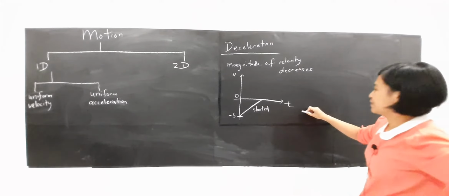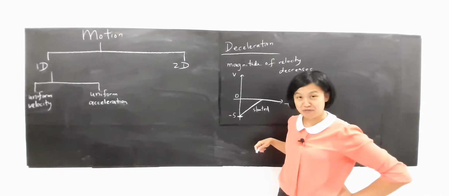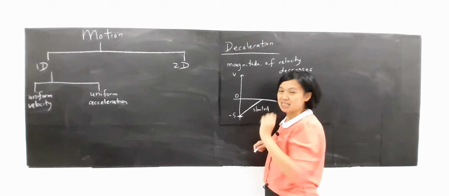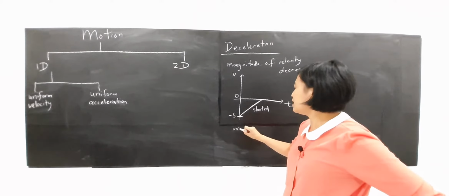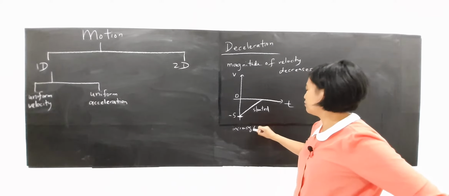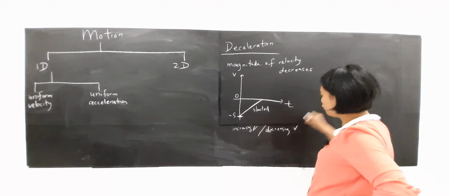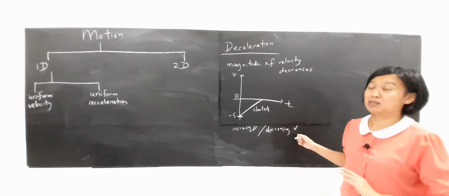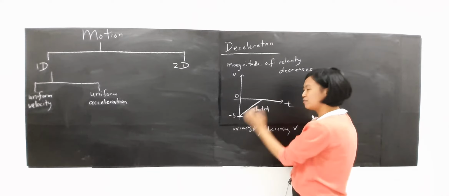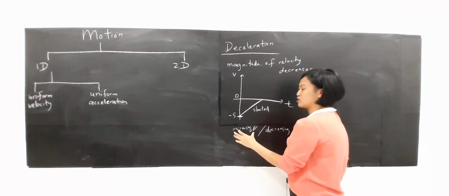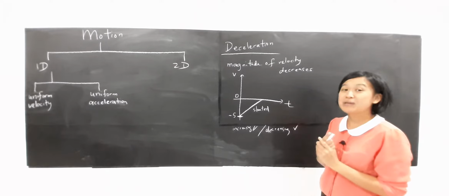So here the question is, I want you to identify, for this case, whether the object is actually travelling with increasing v or decreasing v. We want to determine, if you are given such a graph, whether this object is increasing v or decreasing v. So let's look at this case together.